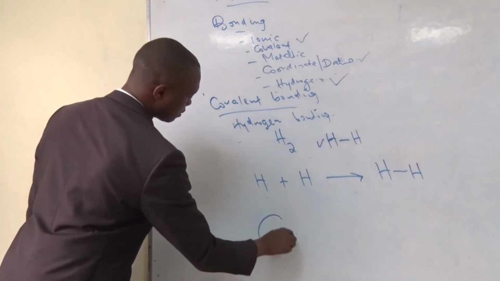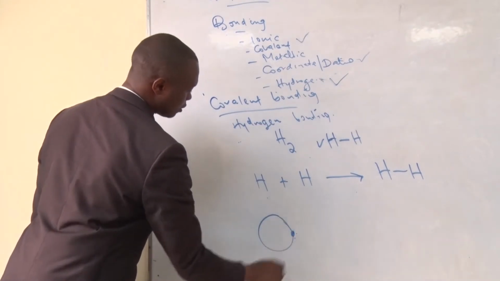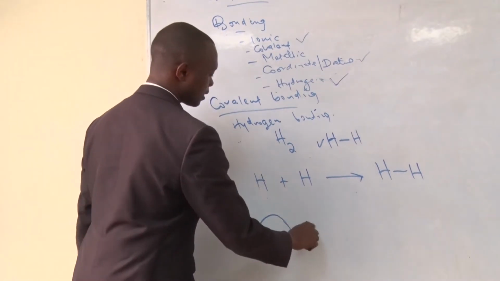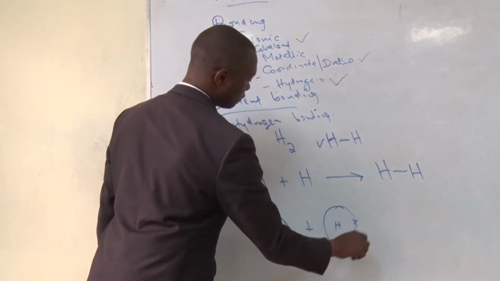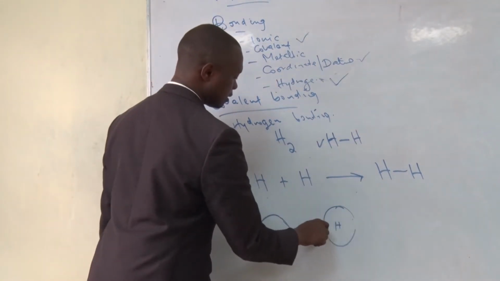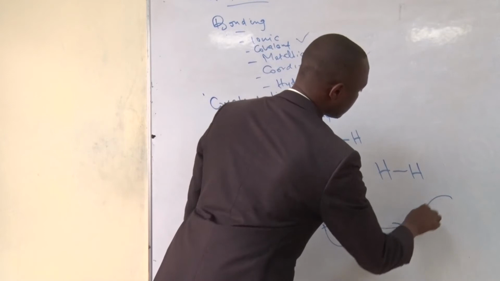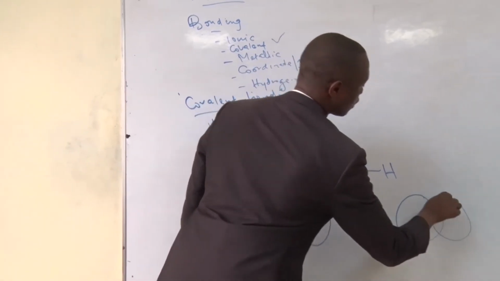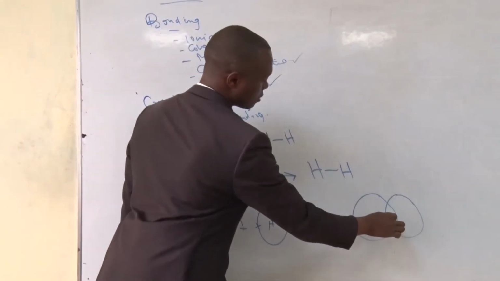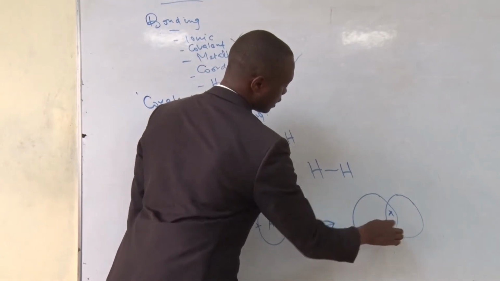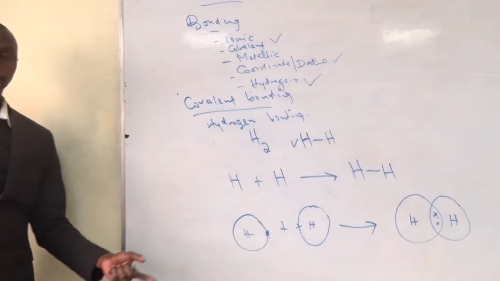You can have the hydrogen with, let's say, that kind of electron plus another hydrogen, with that kind of electron, let's put it the other side. When they come together, they form a link or a bond to form a molecule of hydrogen gas. So we shared that hydrogen. There is an example of a covalent bond.